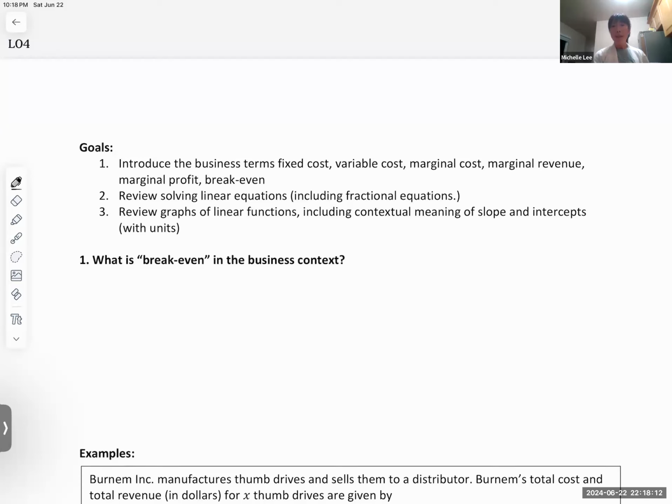Okay, so what is the break even? Break even means where cost and revenue are equal. Graphically, it is the point of intersection of the graphs of the total revenue function and the total cost function. So let me write down for you.